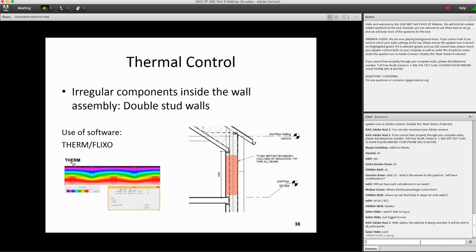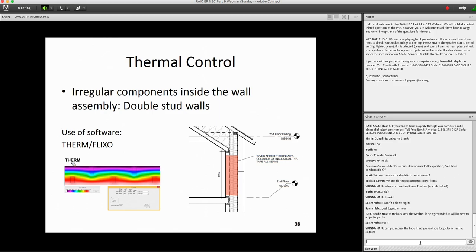Okay, so just for your information, the calculation that you see there can only be used when you have repetitive components. When you have a more complicated assembly, you cannot apply that formula. And what you need to use is a program. You can have Termflix, so there are other programs where you do that weird assembly, and it will give you the effective R value of the assembly.